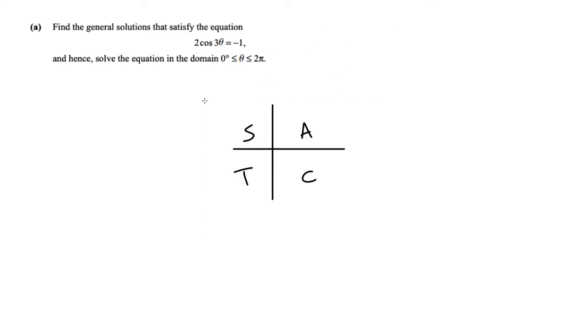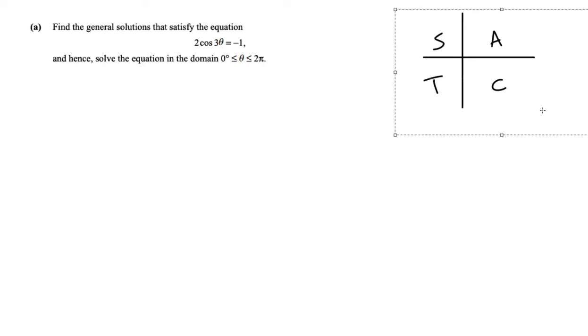The CAST circle is just going to allow us to make sure we're finding all of the angles when we might have a negative ratio or a positive ratio, because if you put it into your calculator, it will only ever give you one answer, but we know that there's at least two depending on what your limit is in the question.